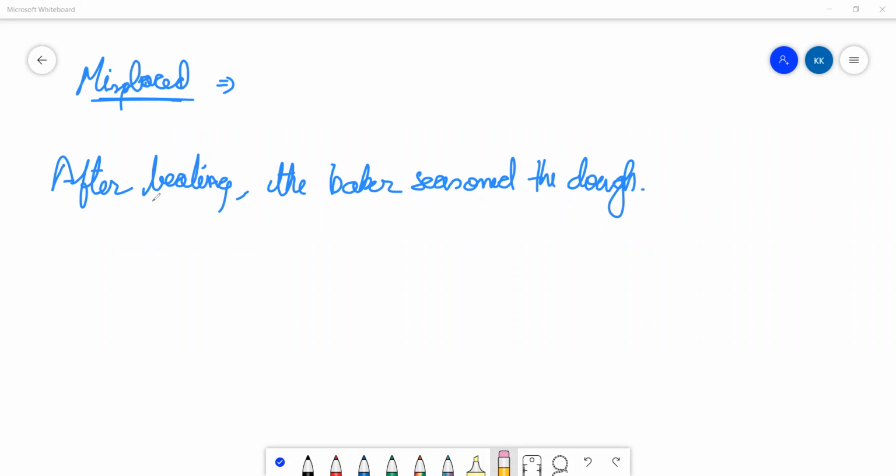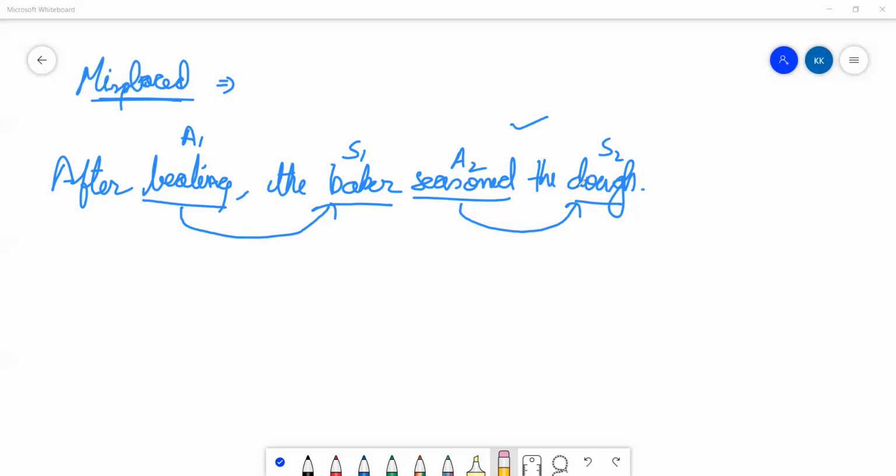Now, after beating, the baker seasoned the dough. If you see here, this is action number one, and this is subject number one. This is action number two, and this is subject number two. So action two is received by subject two. This is correct. Seasoning the dough is fine.